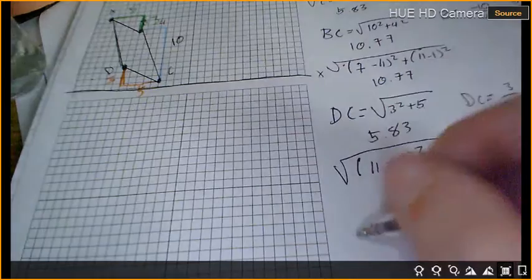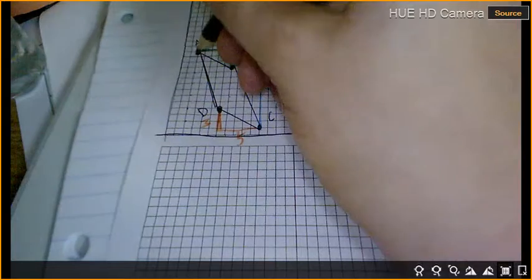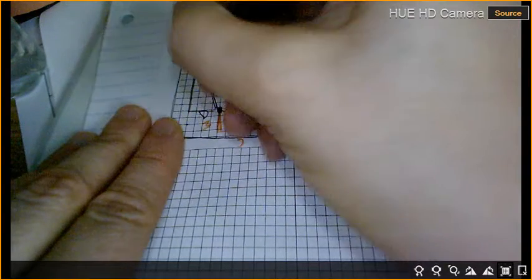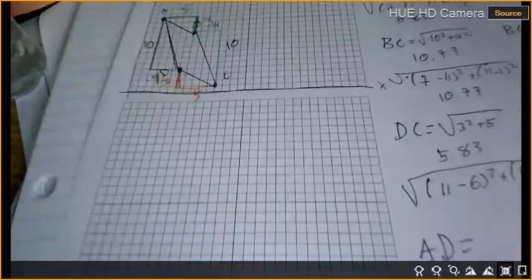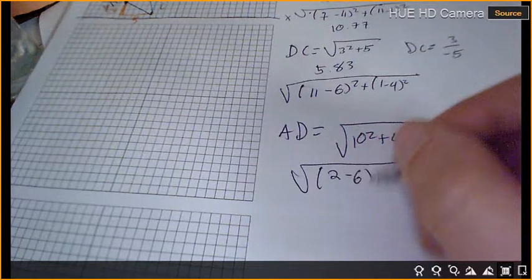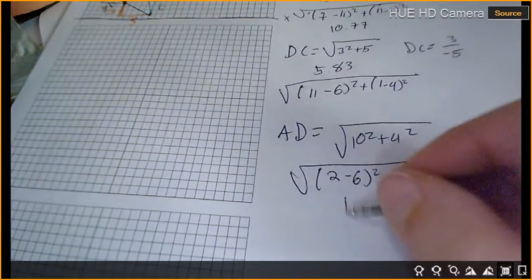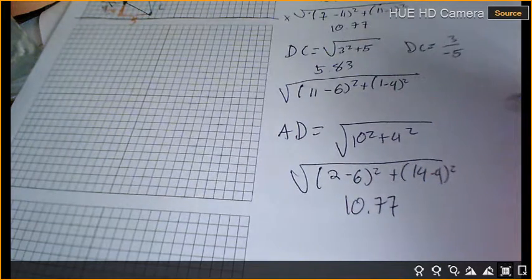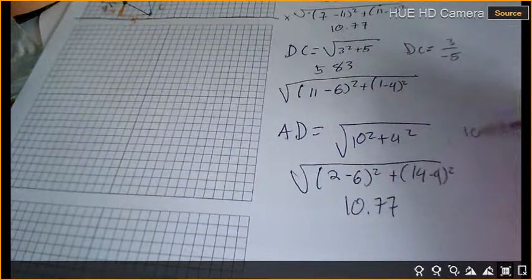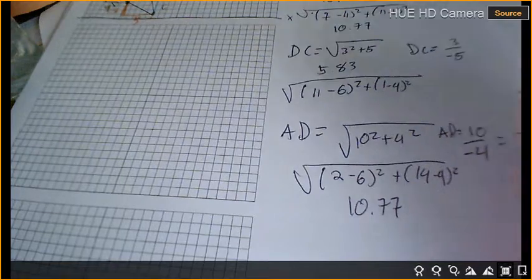Okay, and A to D. I know this is a long process, but some people are still having trouble doing this, so I want to make sure I do this. Okay, 10 and 4. So that's the square root of 10 squared plus 4 squared. Or A to D, which is the square root of 2 minus 6 squared plus 14 minus 4 squared, which we will get the same answer, which is 10.77 or 10.8. And it is up 10, but to the left 4, so that's negative 5 halves. That's A to D. Okay.